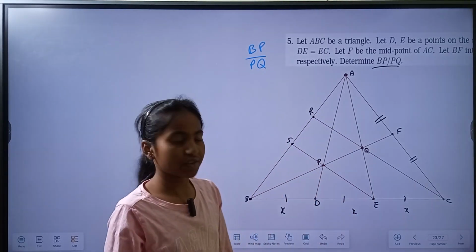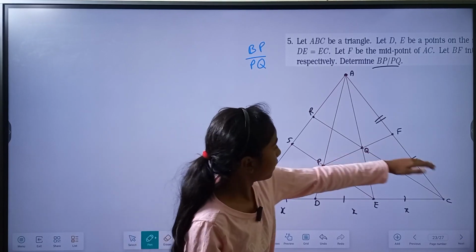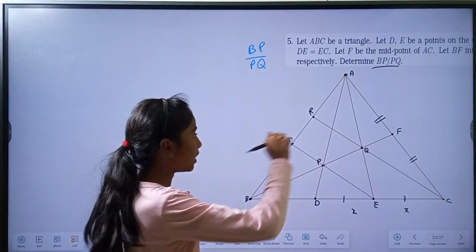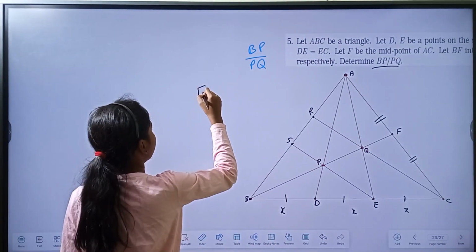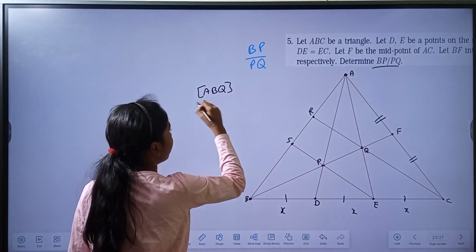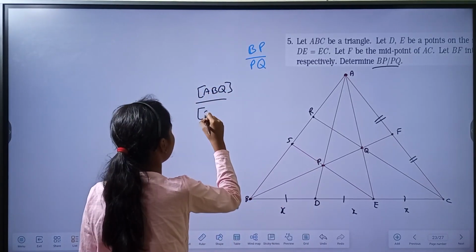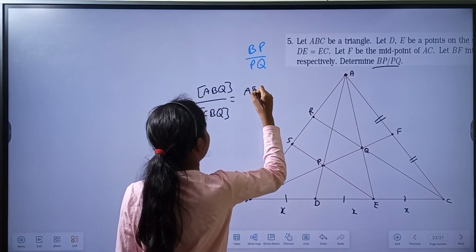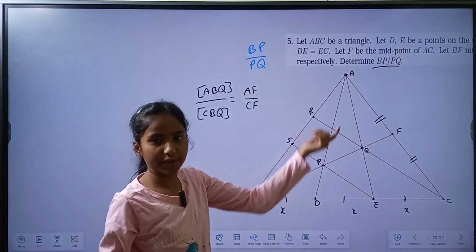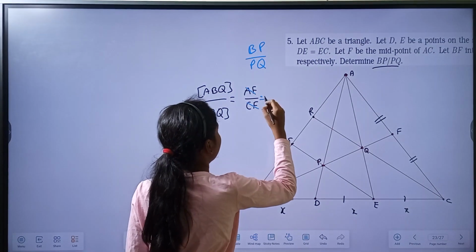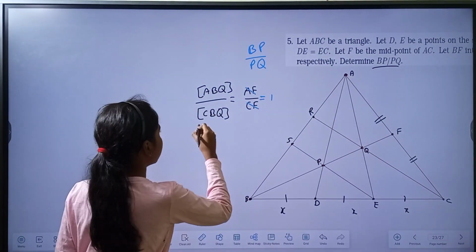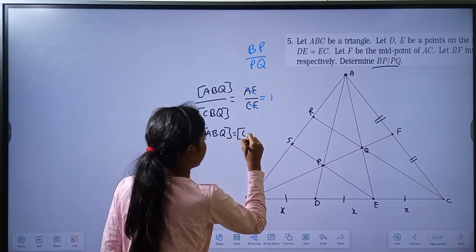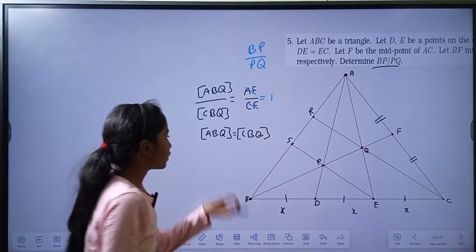And now again by Ceva's theorem in the triangle ABC, we have BF, CR and AE. These all intersect at the point Q. So again we can write ABQ divided by CBQ equal to AF by CF. And we know that F is the midpoint of AC, so this is equal to 1. Which means the areas of the triangles ABQ and CBQ are both equal.